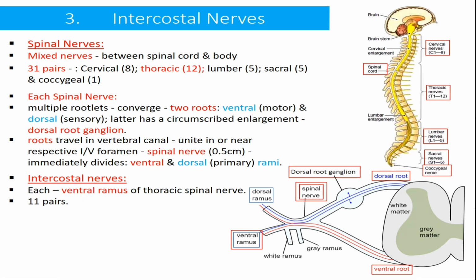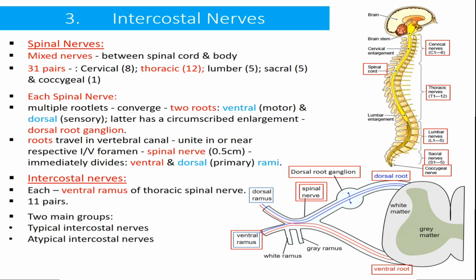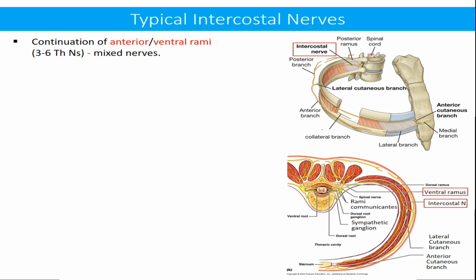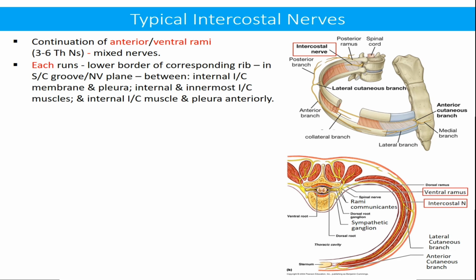There are 11 pairs of intercostal nerves which are divided into two main groups: typical intercostal group and the atypical intercostal nerve group. First, the typical intercostal nerves. These are continuation of anterior or ventral rami of third to sixth thoracic nerves, hence are mixed nerves. Each intercostal nerve runs along the lower border of corresponding rib in neurovascular plane in subcostal groove.